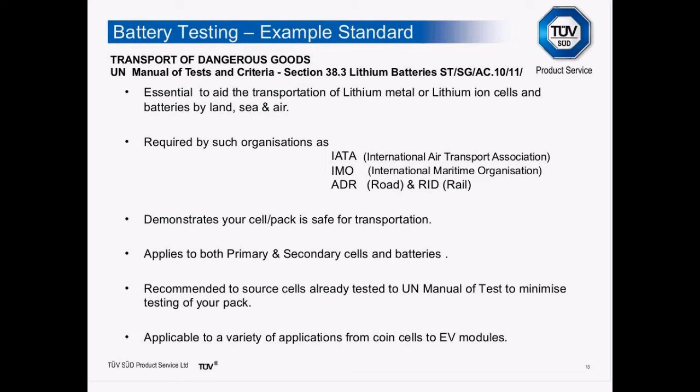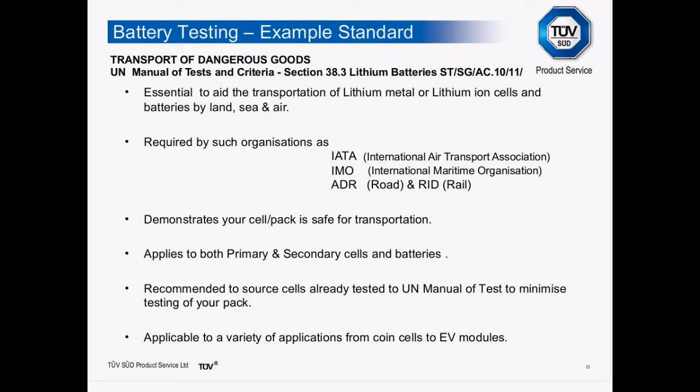And it's required by such organisations as IATA. Basically, this applies whether it's a primary or a secondary cell or battery. It's recommended that if you are designing a battery pack, you source cells that already meet the UN Manual of Tests requirements. Because basically, this minimises the testing that you have to do on the pack, which obviously saves you time, but also money.